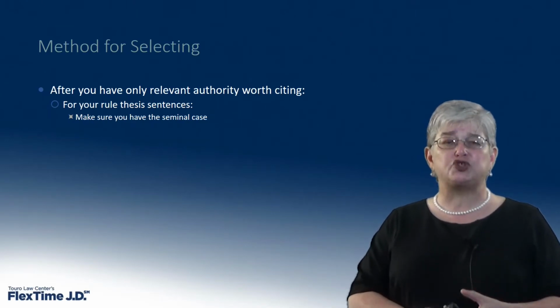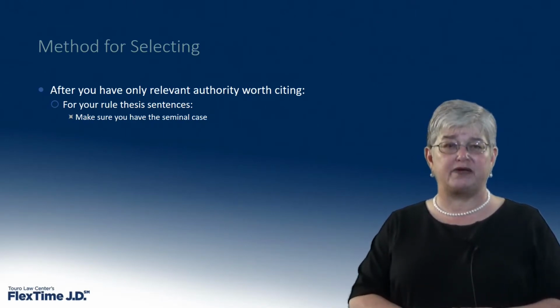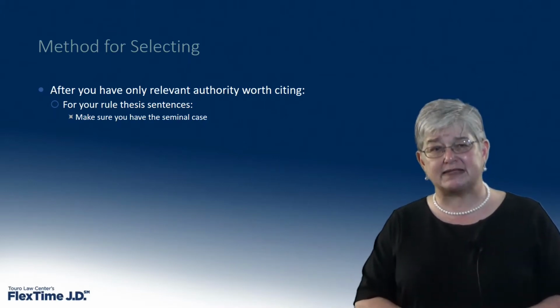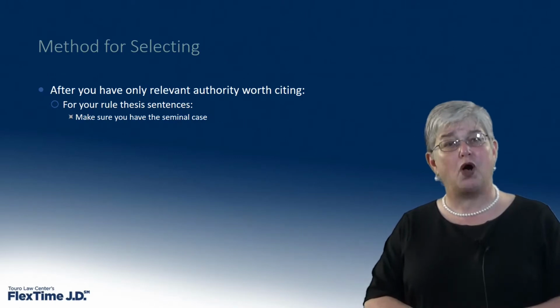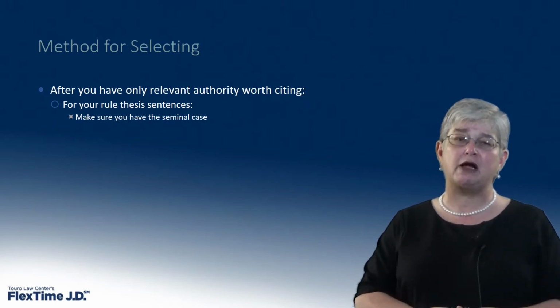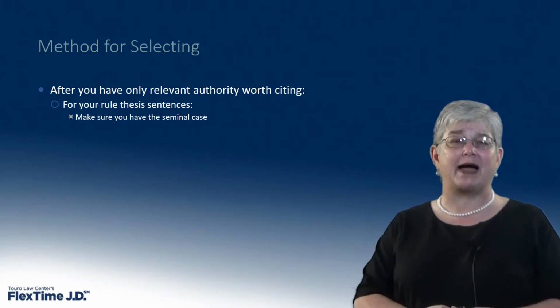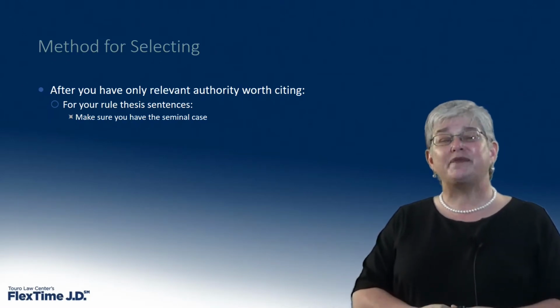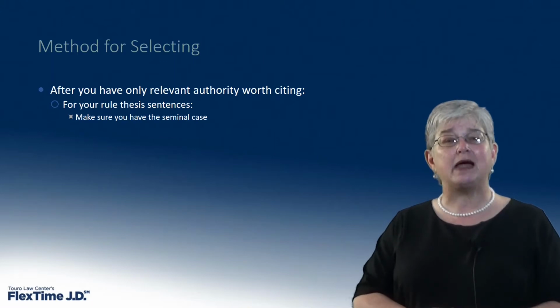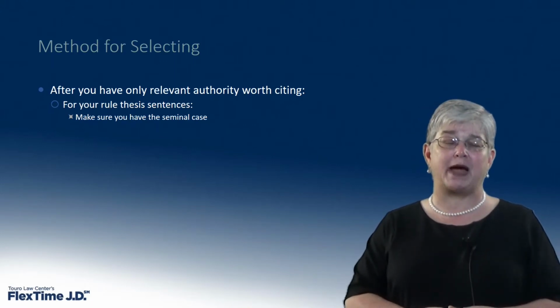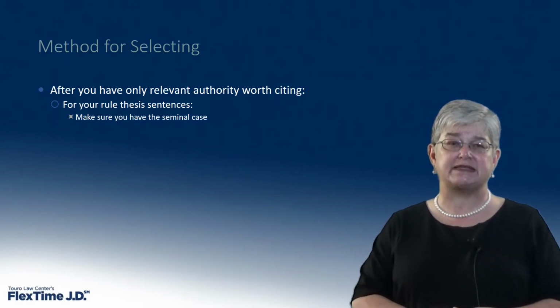So once you've chosen binding authority, if you've got it, for your rule thesis sentences, you can use different cases for your explanation if you want. So for example, in an explanation paragraph, your first sentence would need to be cited to binding authority, your rule thesis. But then the facts, rationale, and holding can come from a persuasive case as long as they're consistent with the binding case that you cited for your rule thesis sentence.